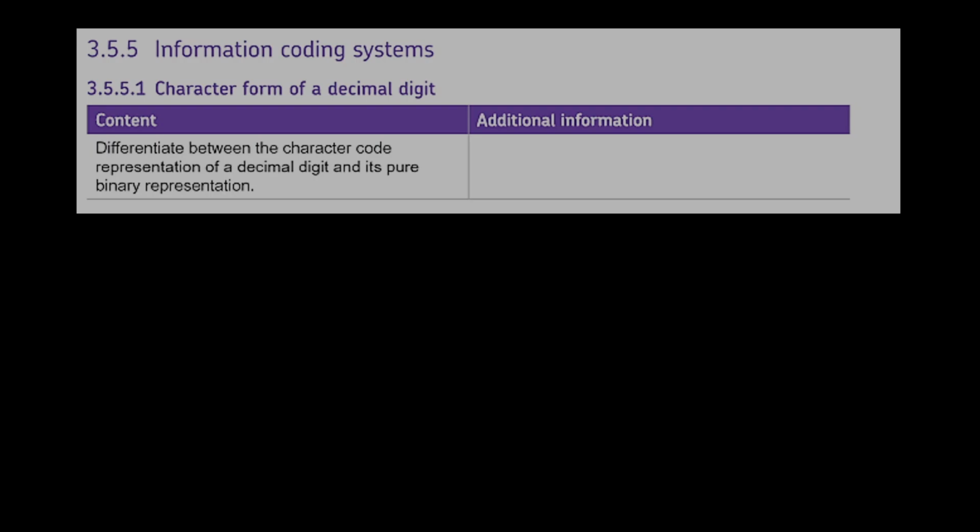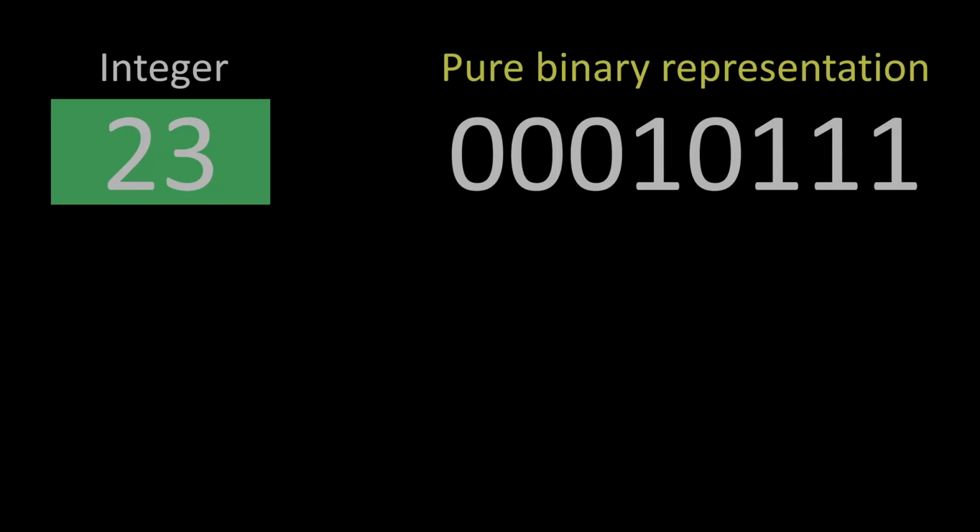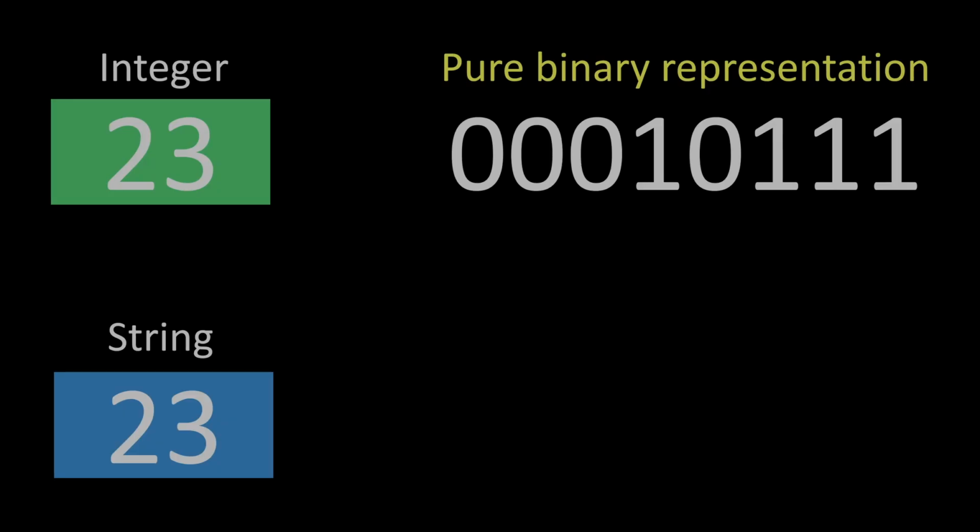Hello, we're looking at differentiating between the character code representation of a decimal digit and its pure binary representation. So I've got two digits for you, that being 23. This is meant to represent an integer, and if we were to convert this into a form that a computer can understand, binary, this would be the binary representation. This, however, is a string made up of two characters, the 2 and the 3.